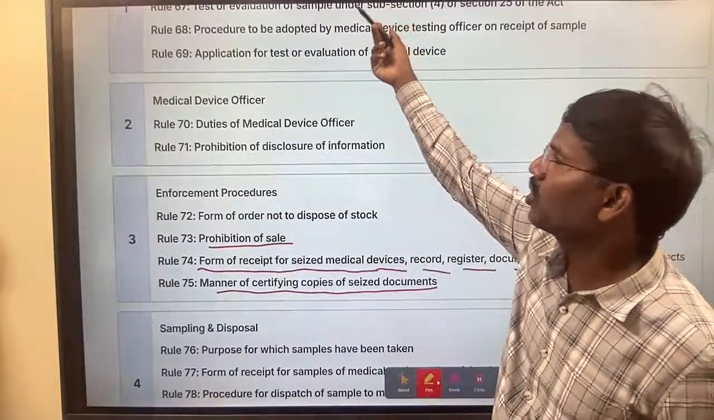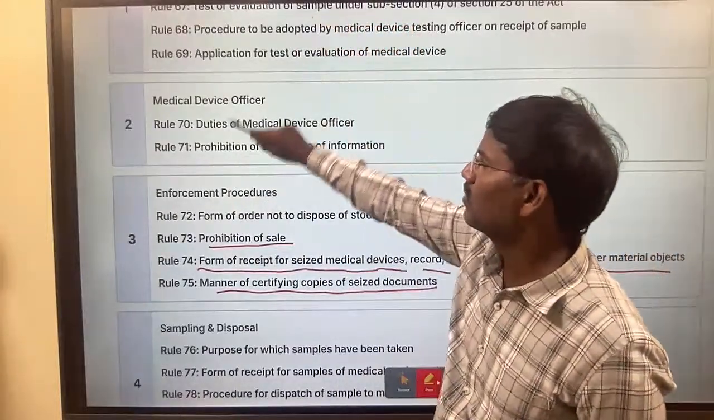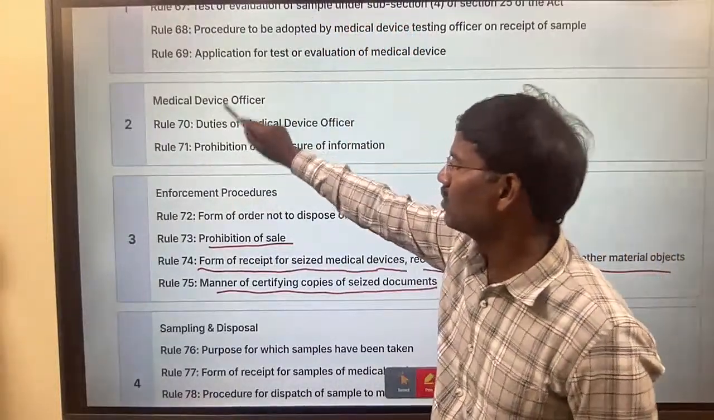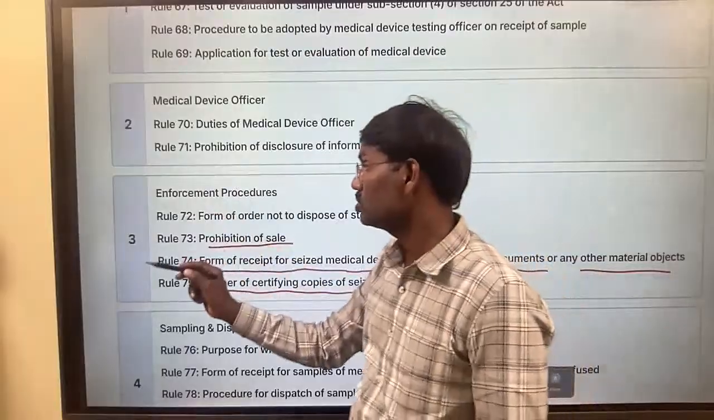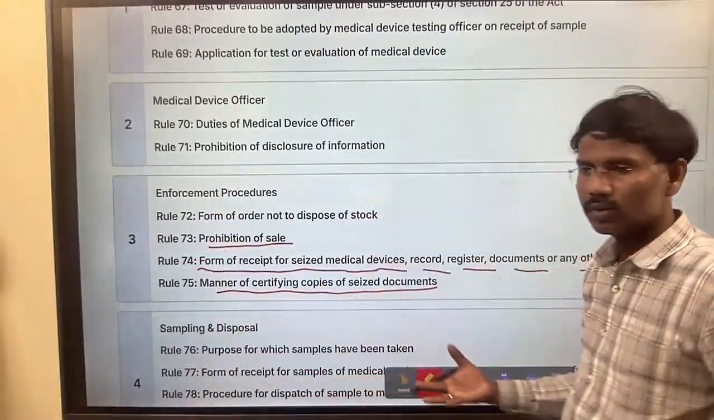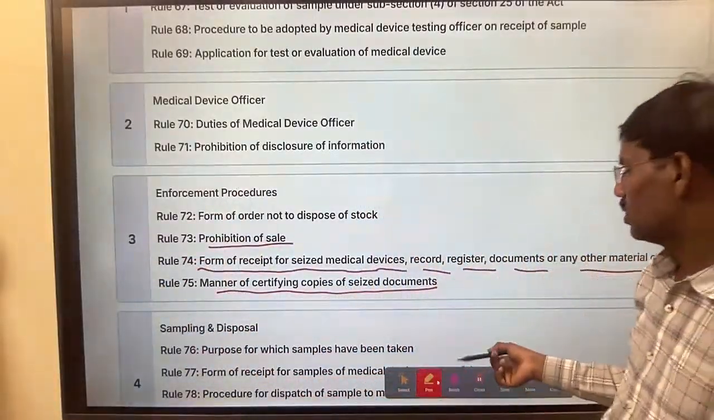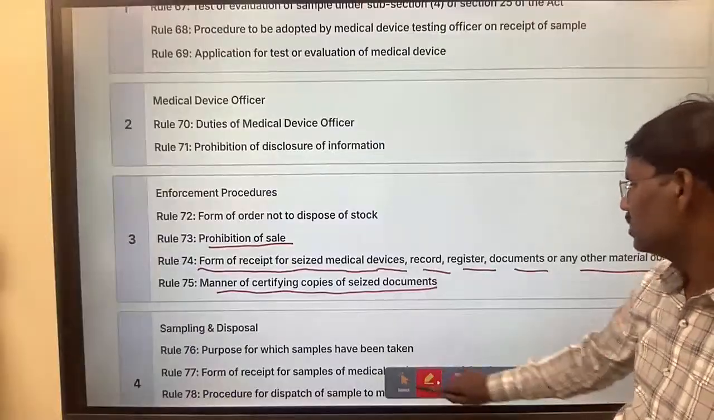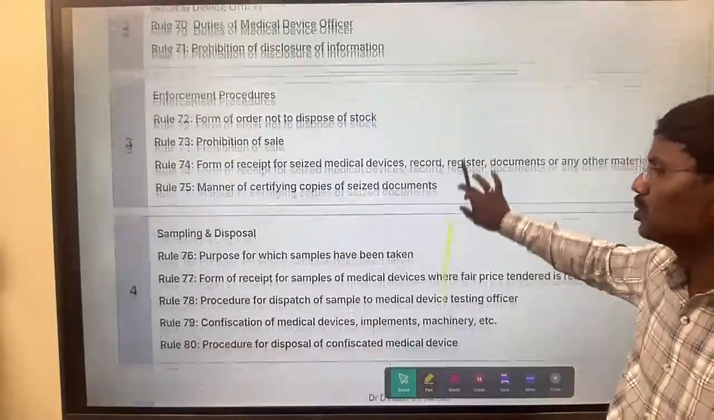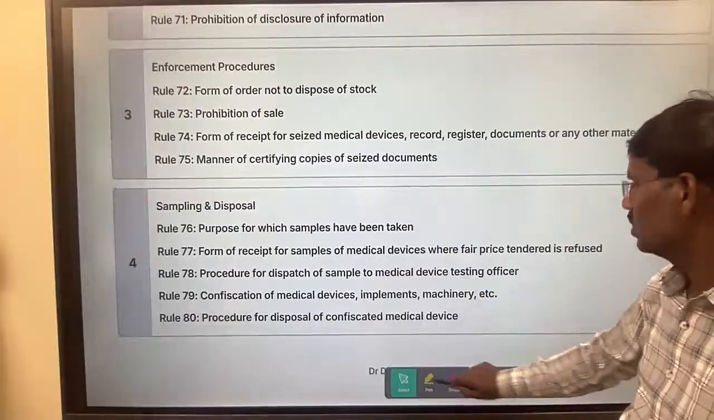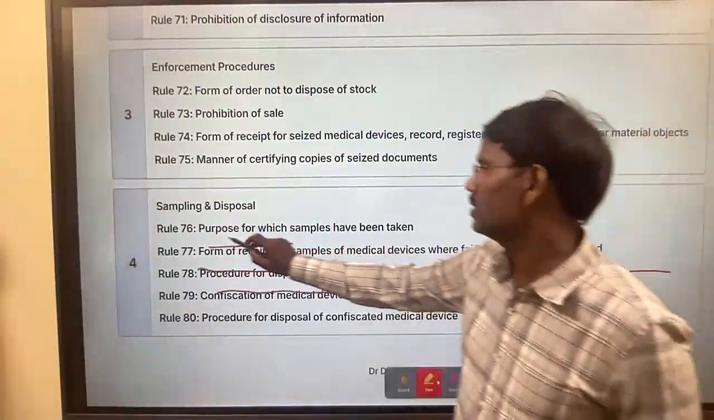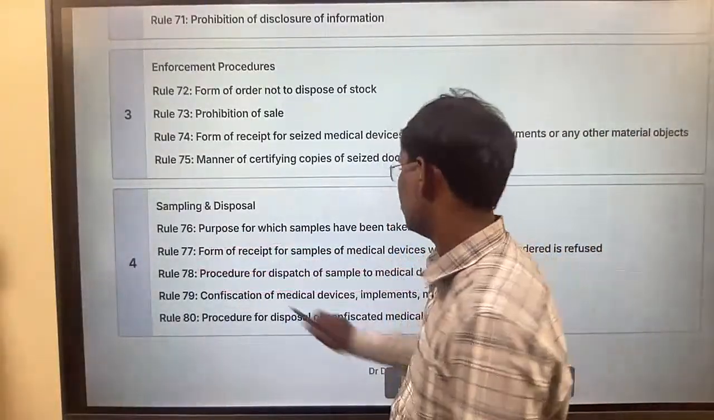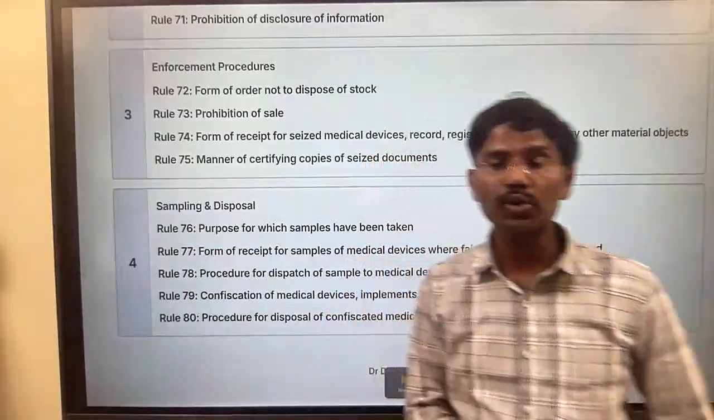So the first one talks about testing officer, the second one talks about medical device officer, the third one talks about enforcement procedures, how you will behave with the stock. Then the last one talks about sampling and disposal, how to dispose and how to sample. So first, rule number 76, how you have to do sampling.